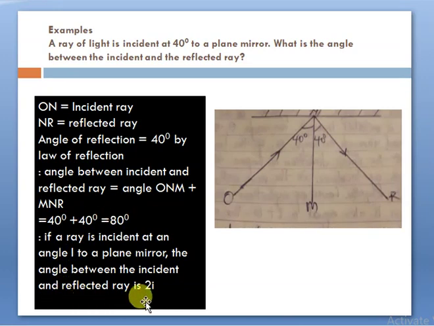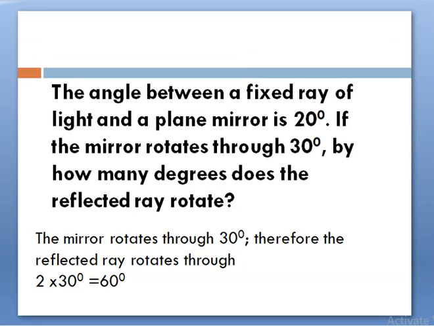Or we say it is 2I. I is the angle of incidence. That means for the 2I, 2 times what? 40. 2 times what? 40. And that will give us what? 80.